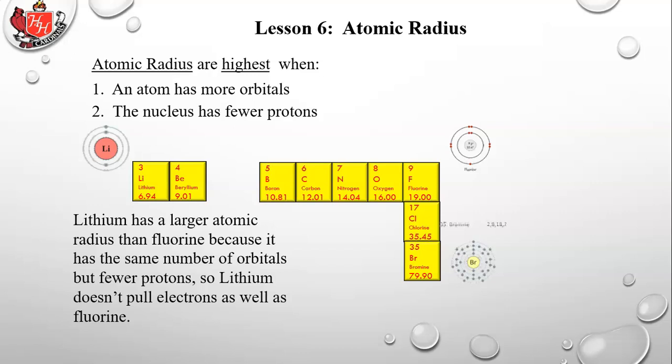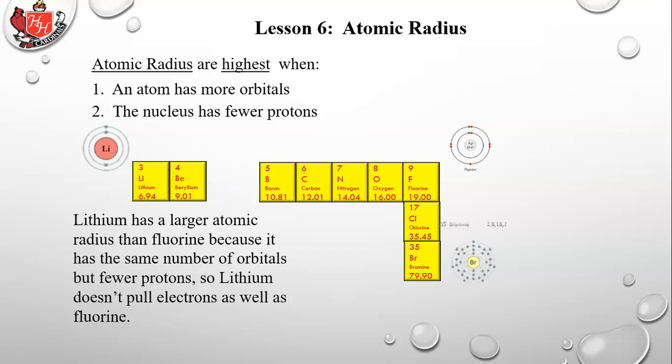So what that means is that this is kind of strange, because lithium has 3 protons, the most common isotope has 4 neutrons, and it has 3 electrons. That's a total of 10 particles, 3 plus 4 plus 3. Fluorine's most common isotope has 9 protons, 10 neutrons, and 9 electrons. So that's a total of 28. So fluorine has almost 3 times as many particles as lithium, and yet it's smaller. In fact, it's much smaller than lithium.